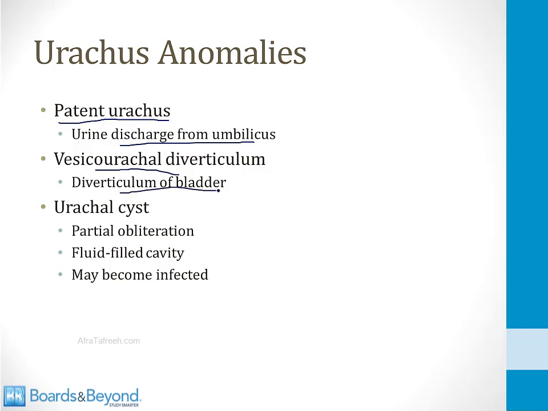This is a diverticulum of the bladder. Basically, it's just an outpouching of the bladder because the urachus did not completely obliterate. And then finally, you can have a urachal cyst. This is what happens when there's partial obliteration of the urachus. A fluid-filled cavity can form filled with urine, and it can become infected, and that's called a urachal cyst.